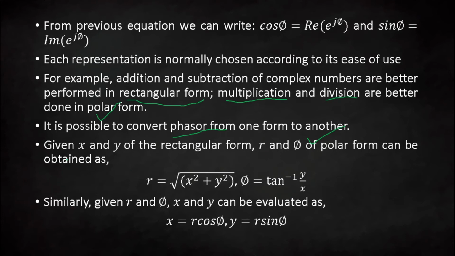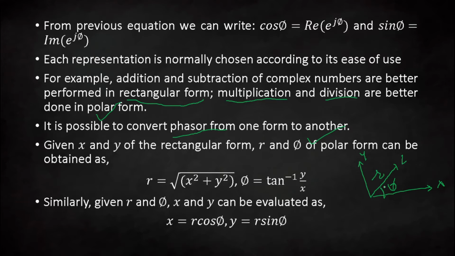Let's say a phasor is given, as we were just discussing, z equals x plus jy, and you want to find its magnitude r and angle phi z. Consider the real axis and the imaginary axis. To find the magnitude r, take the square root of x squared plus y squared, which is nothing but the Pythagoras theorem.